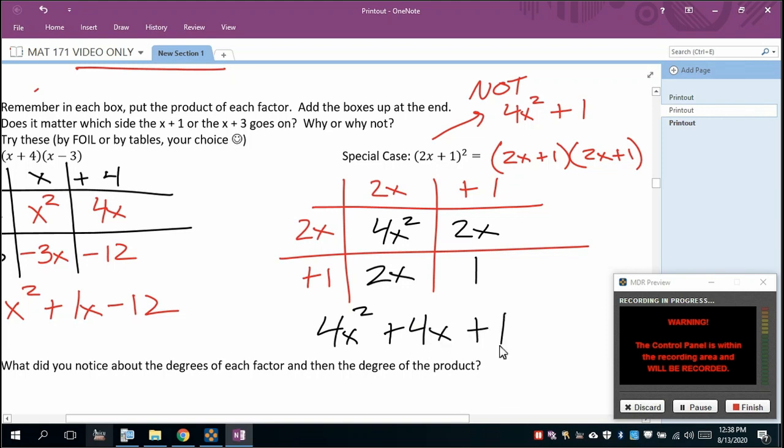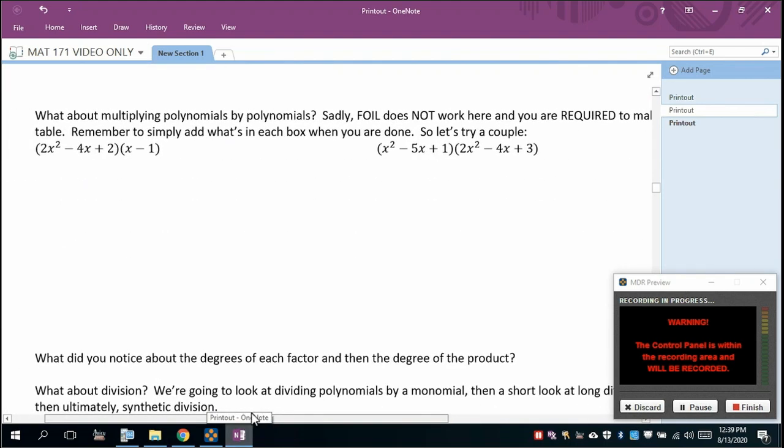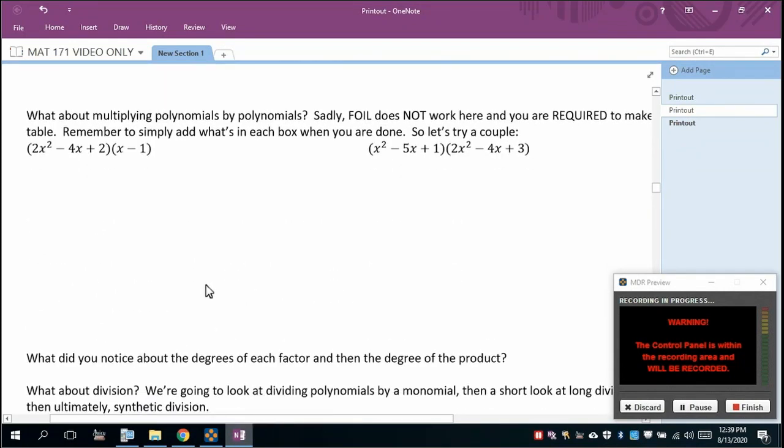Now, in a later video, you're going to learn how to factor this by breaking it apart. So basically, the degrees of each factor and the degree of the product are simply added together. All there is to it. Now, if we multiply polynomials by polynomials, and I say that because this is a 3 by 2, this is where a table really would be important. This is going to be important, particularly when we get into writing polynomials.